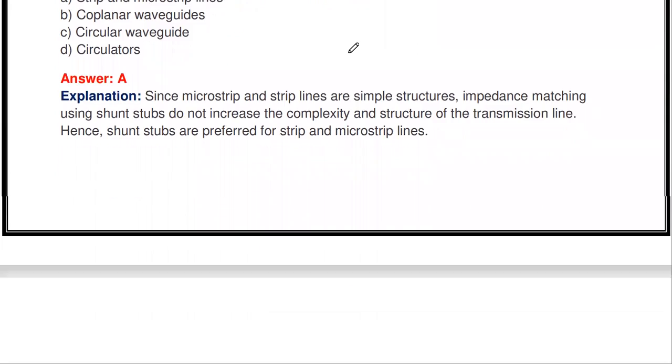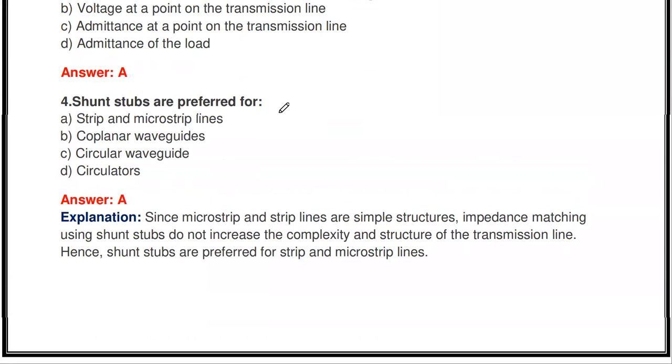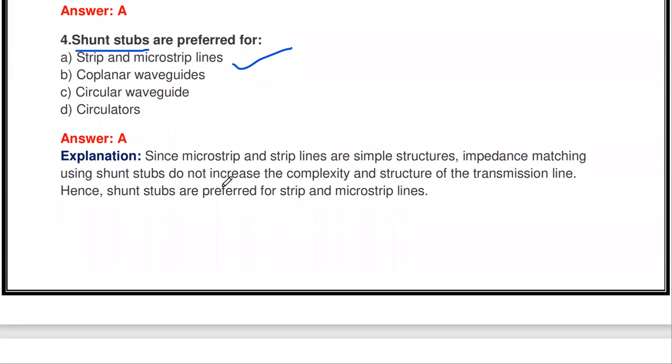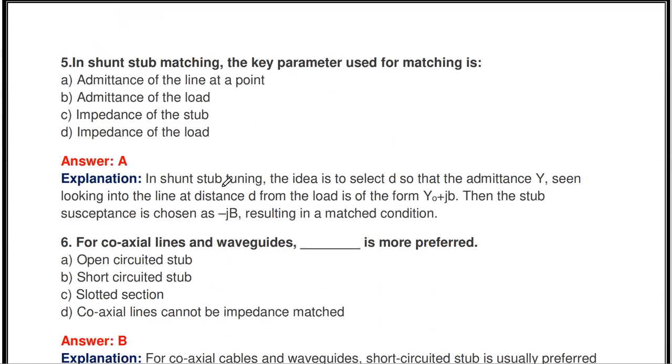Then the next one: the shunt stub is preferred for dash. The options are strip and microstrip line, coplanar waveguides, circular waveguide, circulator. So the shunt stub is preferred for strip and microstrip line. In strip and microstrip line, the stub used for impedance matching is the shunt stub.